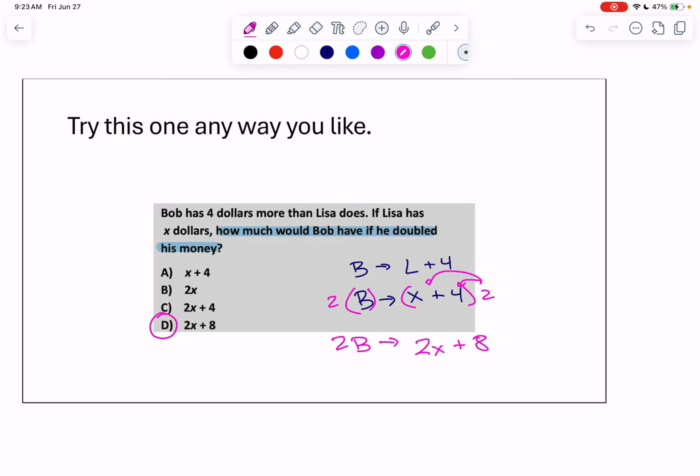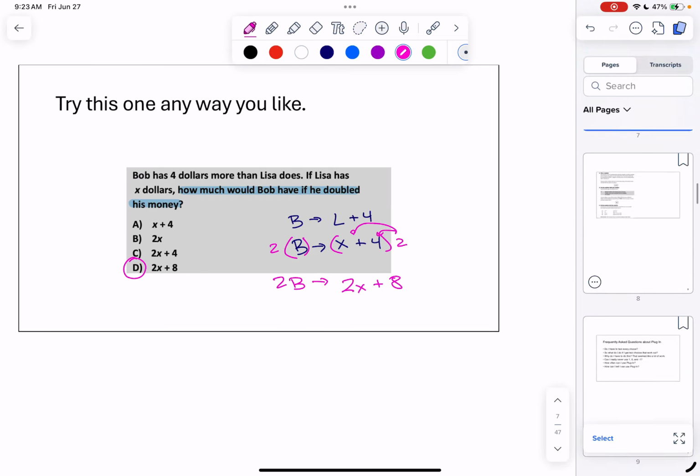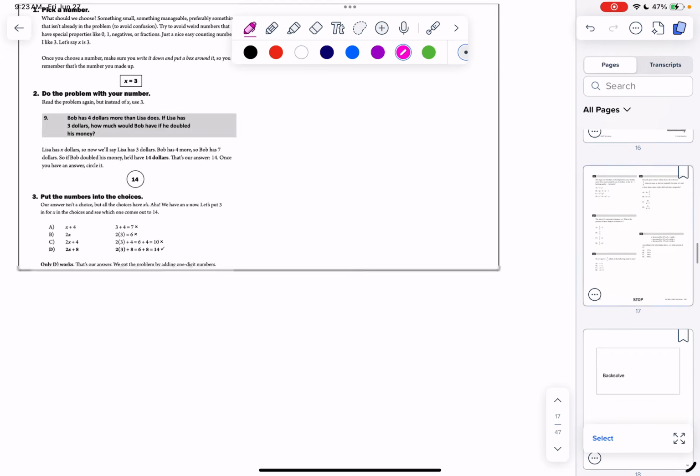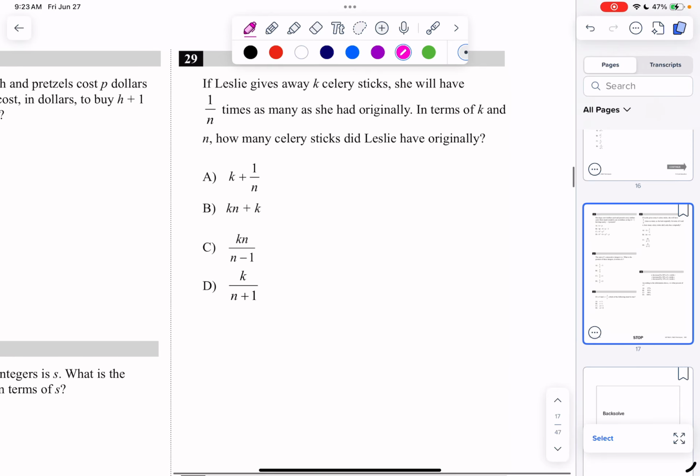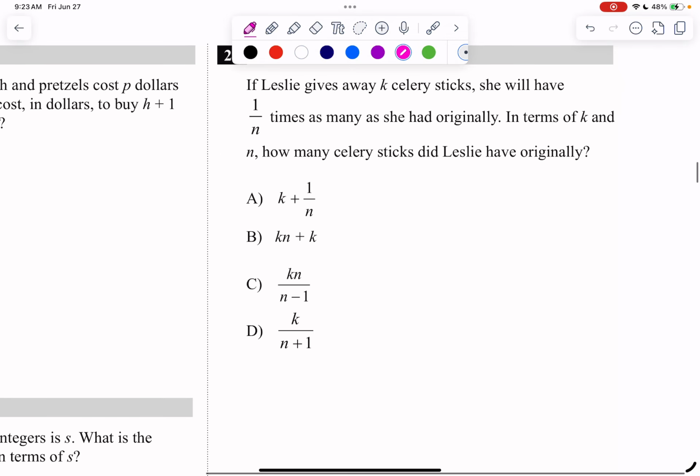Now, algebraically, this one isn't too crazy, but on this test, you're also going to see problems like this one. If Leslie gives away K celery sticks, she will have 1 over n times as many as she had originally. In terms of K and n, how many celery sticks did Leslie have originally? Now, even just to extract the information on this one, you might notice it is a lot harder. I'm like, I don't know, what do I do with that K? What do I do with that 1 over n? How do they relate together? Did they even give me an equation? It can be really tricky.